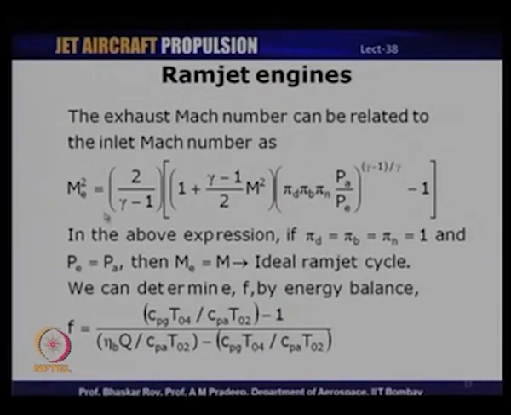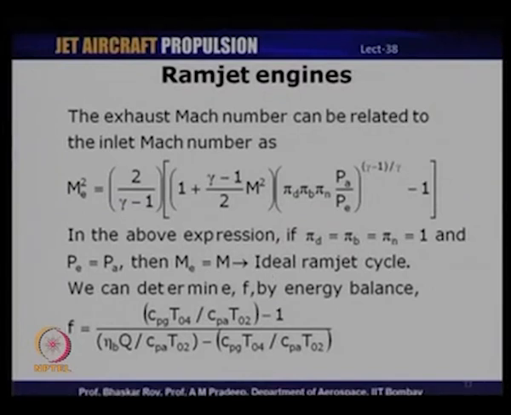So, the exhaust Mach number, we are going to relate it to the inlet Mach number with this expression, that is M_e squared, the exit Mach number, equals 2 by gamma minus 1 multiplied by [1 plus (gamma minus 1) by 2 M squared], multiplied by the pressure ratio, that is pi_d, pi_b, pi_n, and PA by PE, raised to gamma minus 1 by gamma, minus 1. If in this expression the pressure ratios pi_d, pi_b and pi_n are equal to 1 and PA and PE are the same, then what would we get? We basically would get M_e equal to M. If M_e is equal to M, then this means that it is an ideal ramjet cycle, like we have discussed earlier.